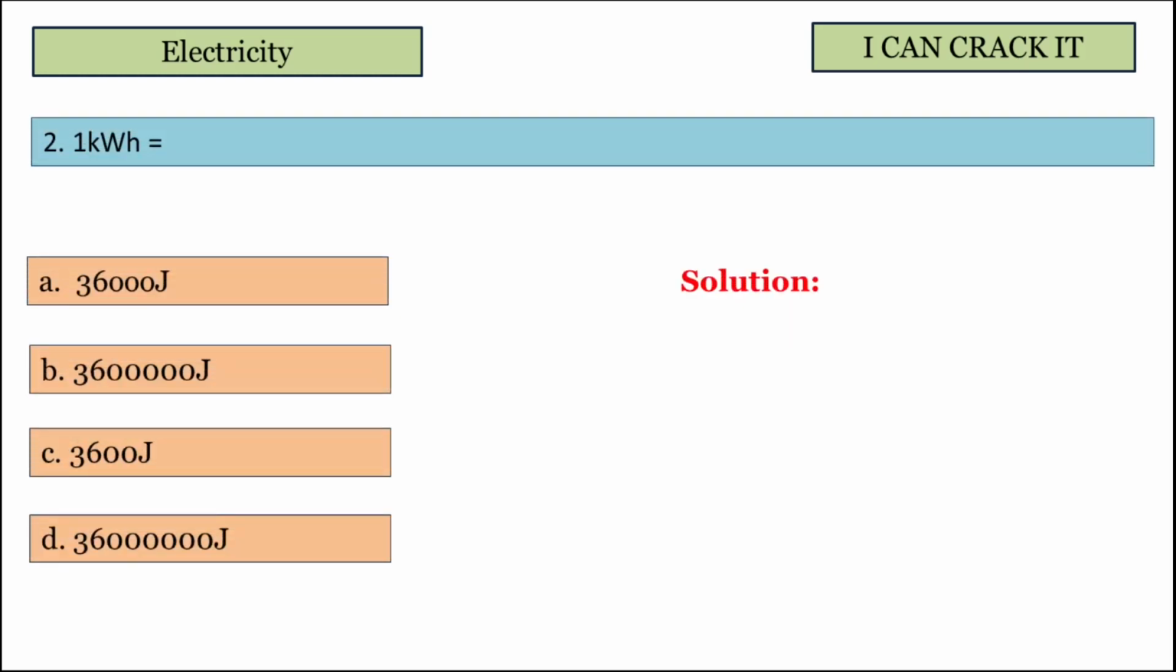Now let's see the second question. 1 kilowatt hour equals to. This is very important. 1 kilo means 1000, so I'll write 1000. Watt is an SI unit, so I'll keep watt as it is. What about hour? SI unit of time is second, not hour. So you convert 1 hour to seconds.